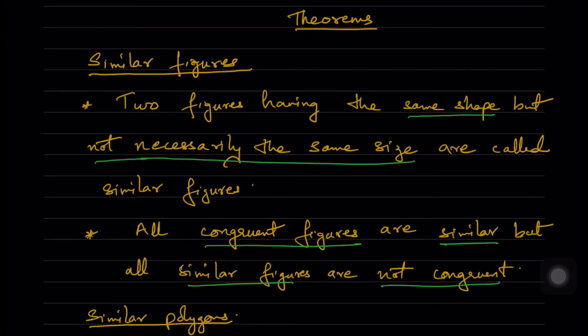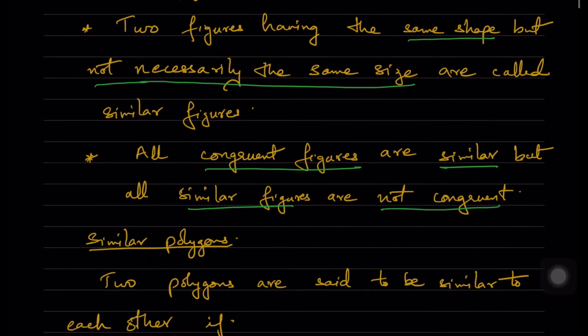Now if you take all circles, the radius might not be the same, but they are all similar figures because they are of the same shape but of different sizes. You can take all straight lines. Wherever you see, all the straight lines are similar, but they are not exactly of the same length. They can be of different lengths but of the same shape. So figures satisfying these two conditions, having the same shape and not necessarily the same size, are called similar figures.